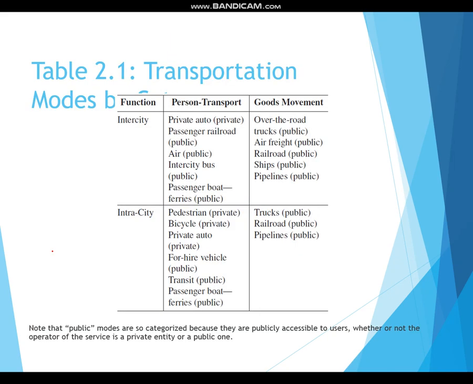The first one is that when we want to divide the different transportation modes, we have different ways to divide them. The first way is intercity, meaning between cities, for example Charleston, Beckley, New York and Washington, or intracity, which is inside the city. As traffic engineers, we care about moving people and goods. So these are the different modes of transportation classified either by intercity or intracity, person or goods. You can read it, and this is the first table in your textbook.